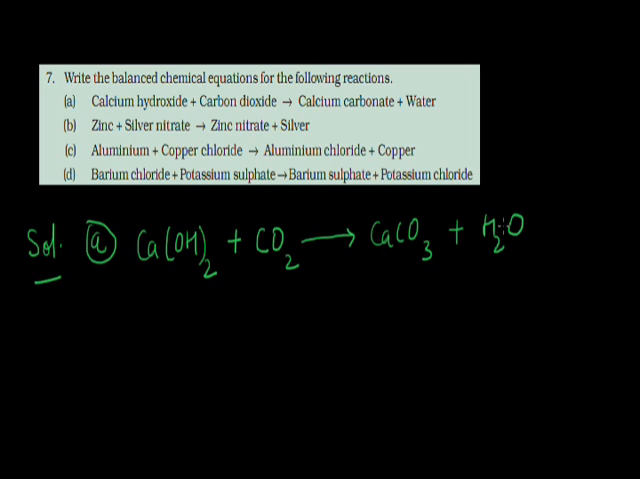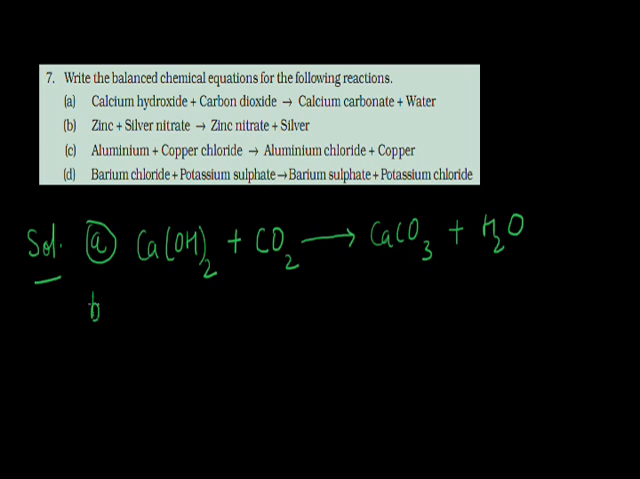Now we have to balance this equation. We have one calcium on either side, we have one carbon on either side, we have 2 hydrogen atoms on either side, and we have 2 and 2, 4 oxygen atoms, and on the product side 3 and 1, 4 oxygen atoms. So 4 oxygen atoms on either side. So this equation is already balanced.